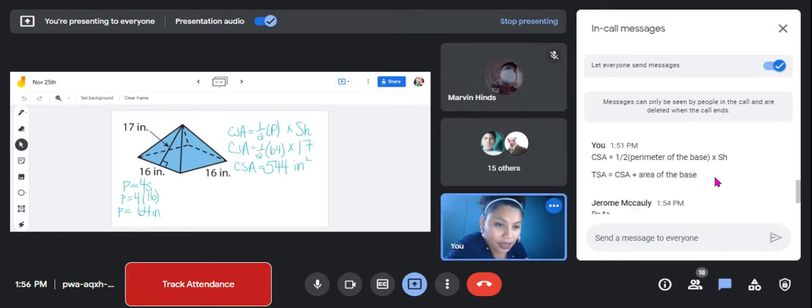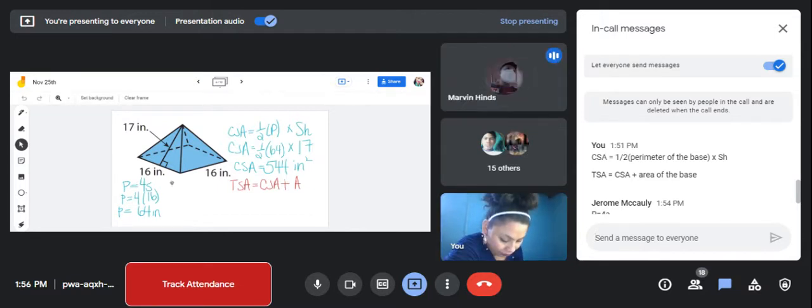Okay. Now we're going to find the total surface area. And the total surface area is the curved surface area plus the area of the base, right? How do you find the area of a square? Length times width. Base times side. That's for a rectangle.